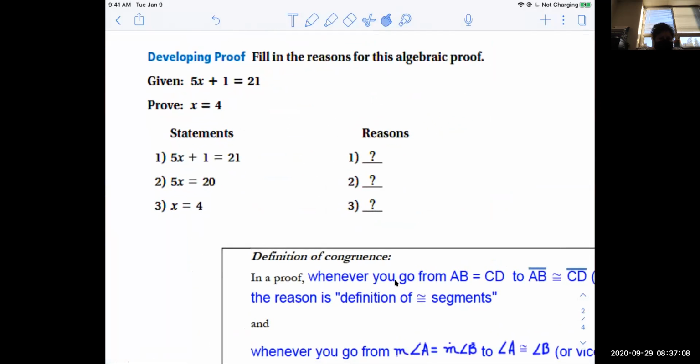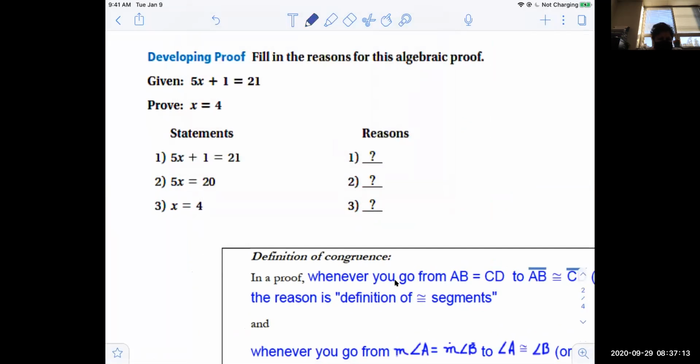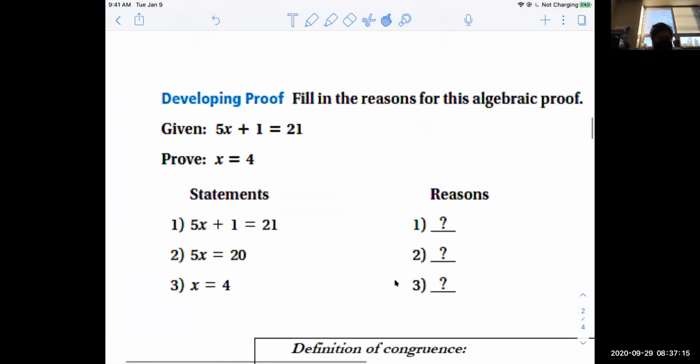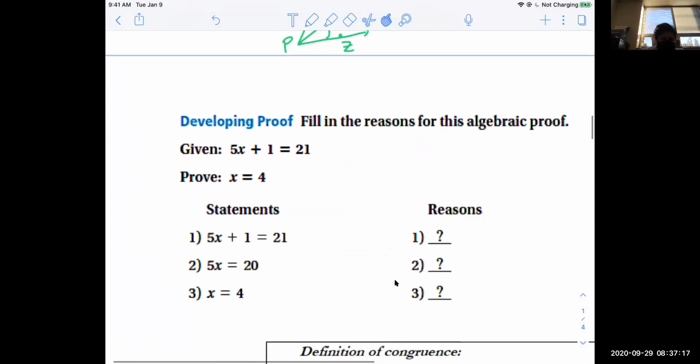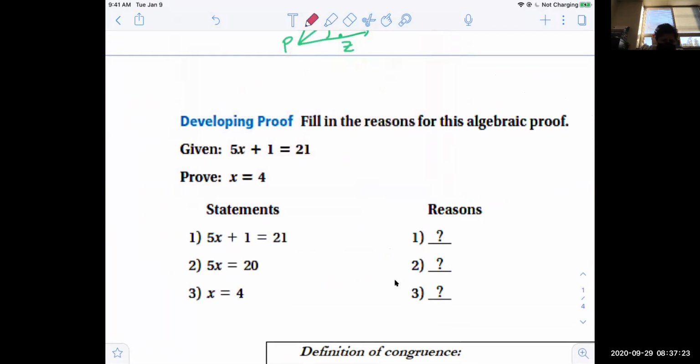Okay, so a proof. When you're looking at proofs, you're going to have a given, you're going to have a prove statement, you're going to have a statements column and a reasons column, and then sometimes you'll have a diagram.